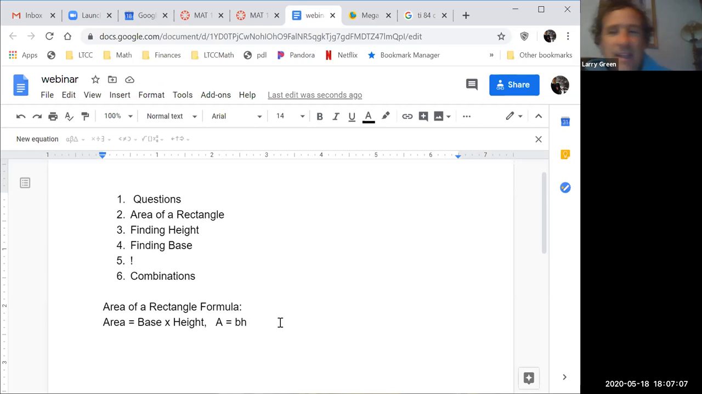The reason why I don't like length times width as much is that L is a terrible variable because L looks too much like a 1. So I like B times H because there's no confusion on being a number. None of those things look like numbers. Okay, so let me do some highlighting because this is really important.